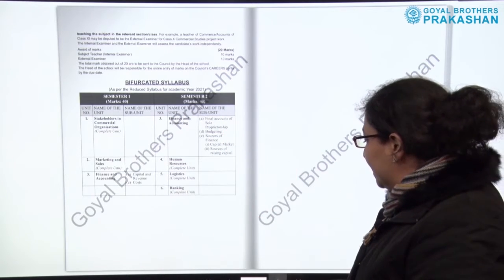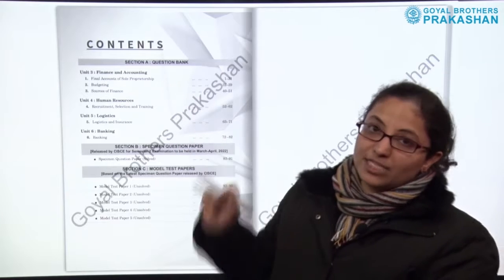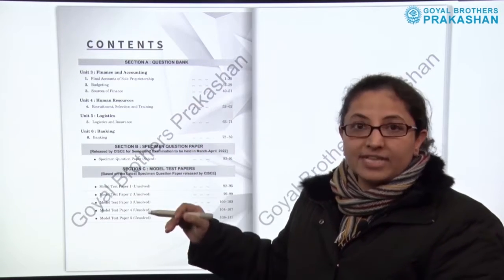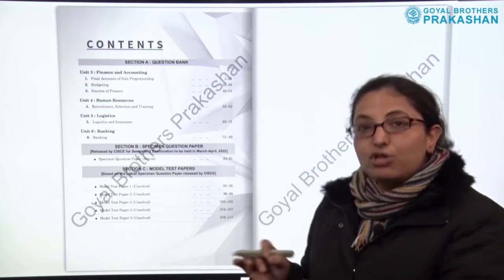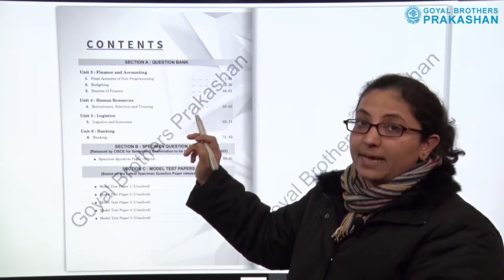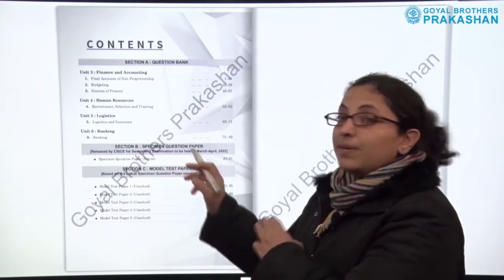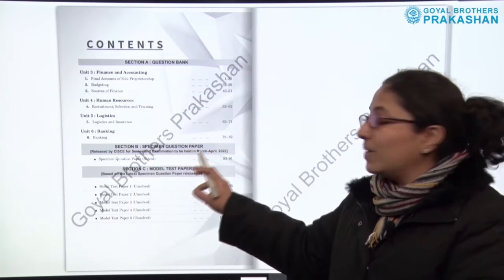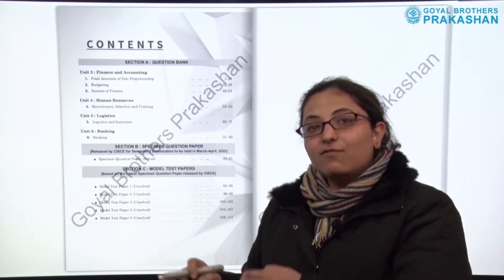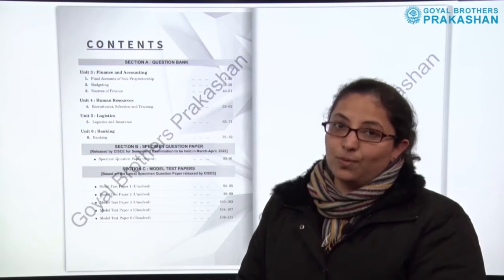After the bifurcated syllabus, we come to the contents of the book. In the contents, please note there are 3 different sections. This has been designed very thoughtfully. The first section is the question bank, which is section A. After that, there is section B, which is the specimen question paper. Now, this is the paper which is released by the council for this year's examination for semester 2.